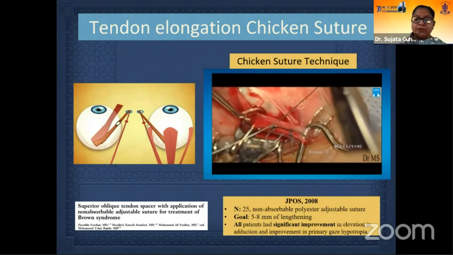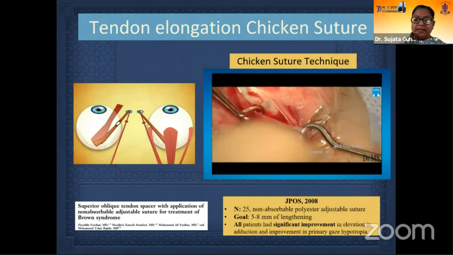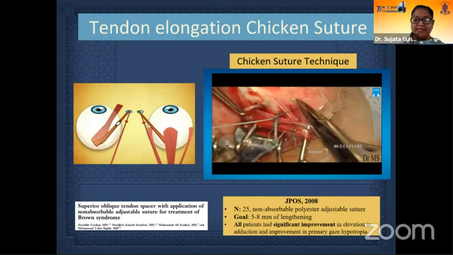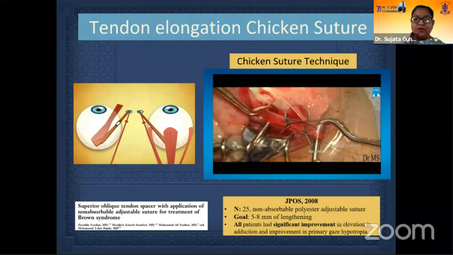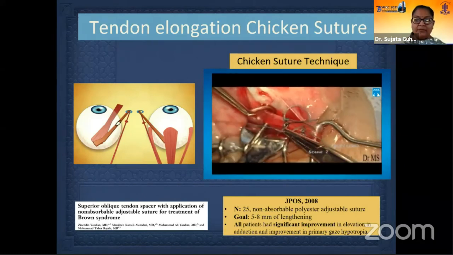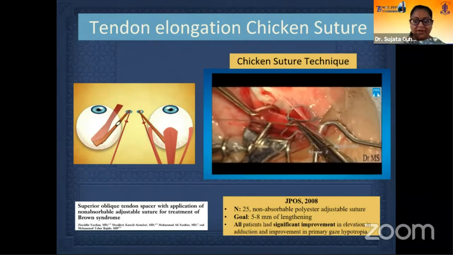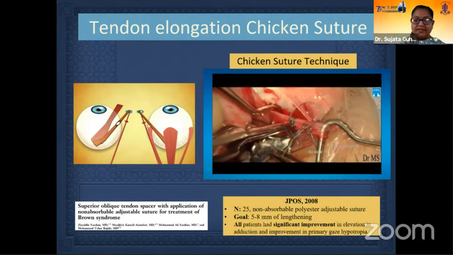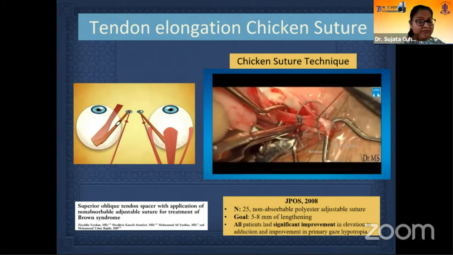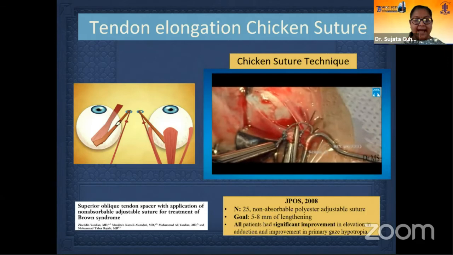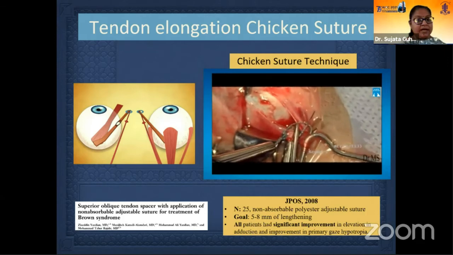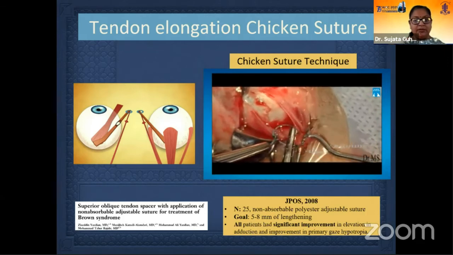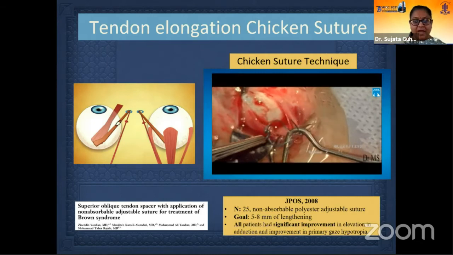The approach can be done nasally. We prefer the nasal approach, but it is a little more difficult because there are a lot of structures, and you can compromise the septum in that area. So here, this is the nasal approach, and we have put the two sutures in a slack, and we are cutting the tendon in between the two sutures and lengthening it.